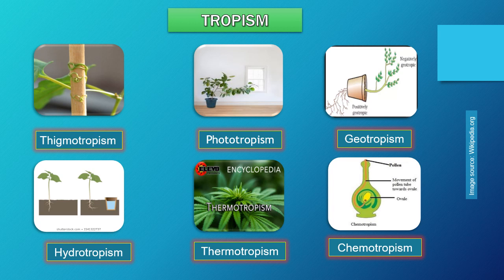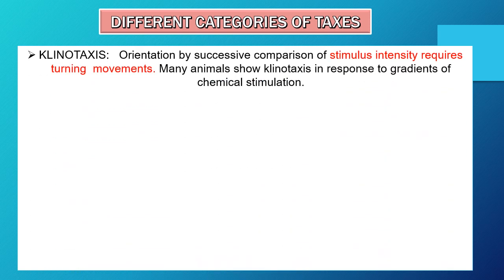Penetration of hyphae of parasites into the host body and movement of pollen tubes towards the ovary are also examples of chemotropism. Then, different categories of taxis. Clinotaxis. Orientation by successive comparison of stimulus intensity requires turning movements. Many animals show clinotaxis in response to gradients of chemical stimulation.